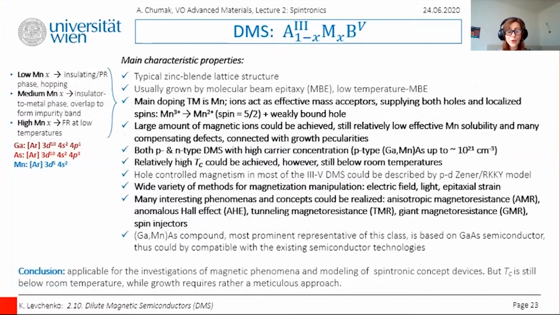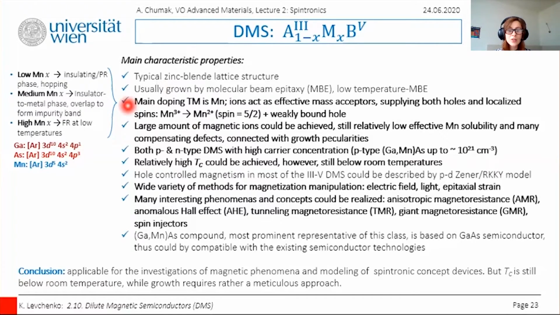The typical go-to growth methods are the molecular beam epitaxy and low temperature molecular beam epitaxy that allow to have better quality in comparison to even the Bridgman method. The main doping is manganese, as these ions act as acceptors, supplying both host and localized spins. So we are making our material magnetic and creating a p-type material at the same time. Manganese ion is then 2+ with a spin 5/2, which leaves us with a weakly bound hole.